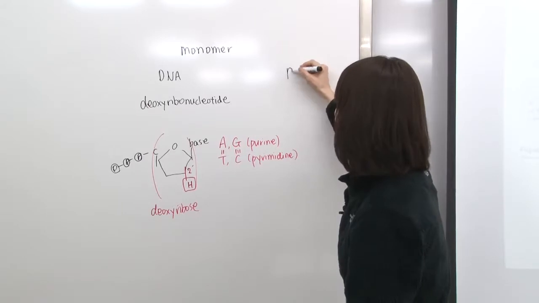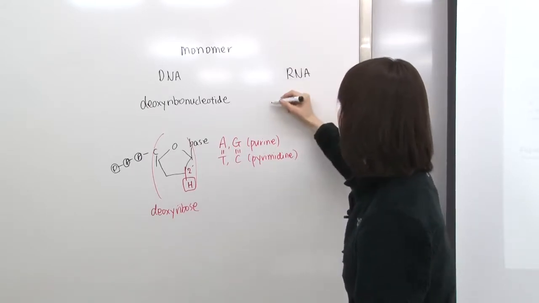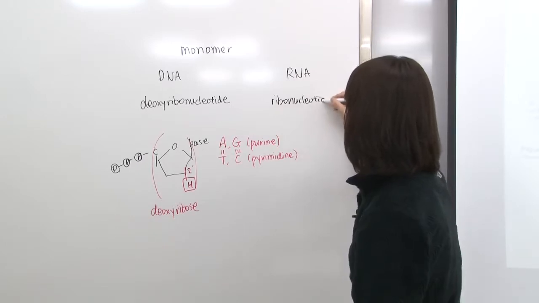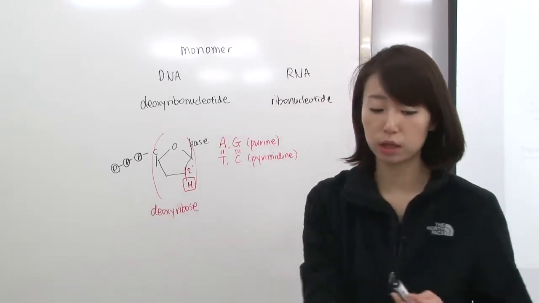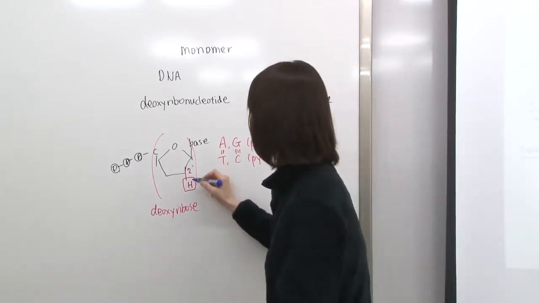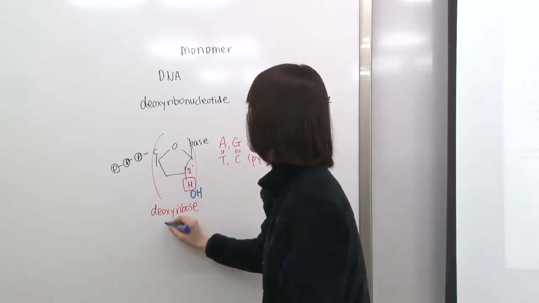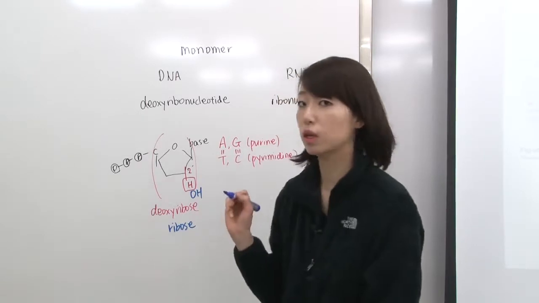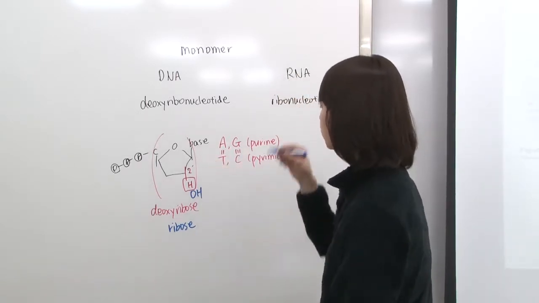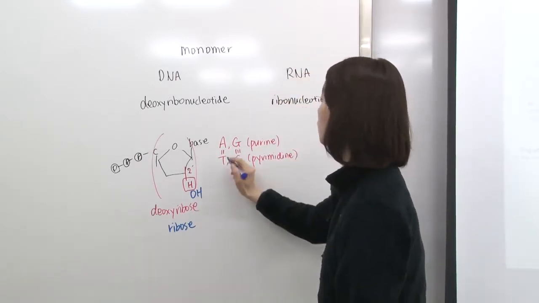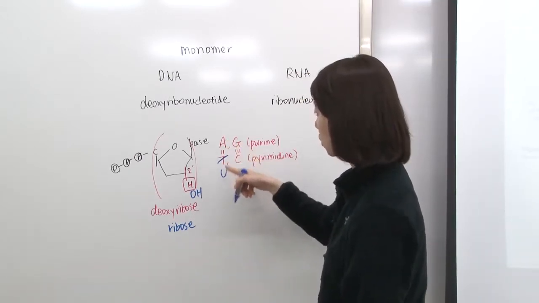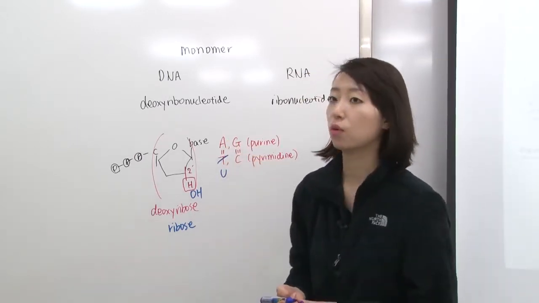For RNA, it's kind of different, right? So for RNA, it is a ribonucleotide. Instead of H at the second carbon, it is OH. So it is just ribose, not deoxyribose. And also for the base, instead of T, you have U, uracil. So it is actually an AU pair and then a GC pair for RNA.